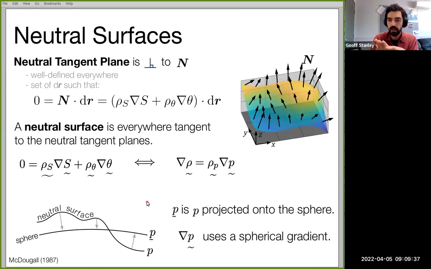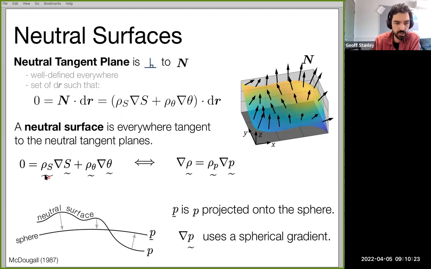And then that vector n, or sorry, that vector dr, it was in one direction. It could be in a whole range of directions, and that would define a neutral tangent plane. So at every point, you've got this vector n, and that's well defined everywhere. And then there's the set of displacement vectors from that location where you started that satisfy n dot dr equals 0, and that defines a plane. Then a neutral surface, building on that further, is a two-dimensional surface that is everywhere tangent to this neutral tangent plane. So this is a schematic of a neutral surface, and everywhere you've got this dianeutral vector n, and your surface is everywhere orthogonal to that. Okay.